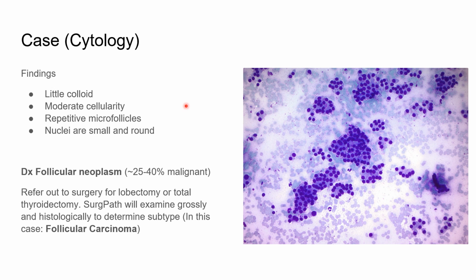The diagnosis that would be given by cytology would be that this is a follicular neoplasm. Under cytology, we cannot differentiate between follicular adenoma and follicular carcinoma. That would need to be done by surgical pathology later after the thyroid resection, which is what would be recommended given that 25 to 40% of follicular neoplasms can be malignant. So this patient would be referred to surgery, and the sample would very likely be examined afterward.